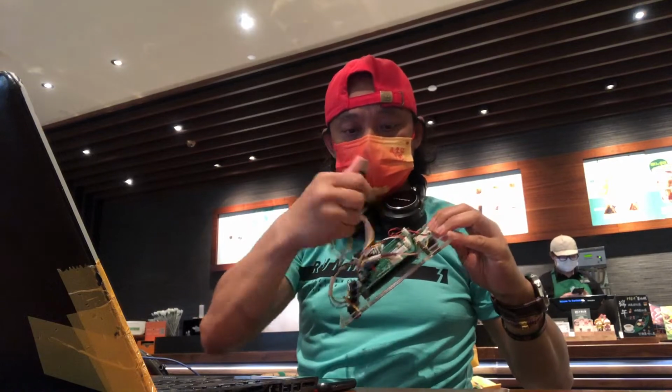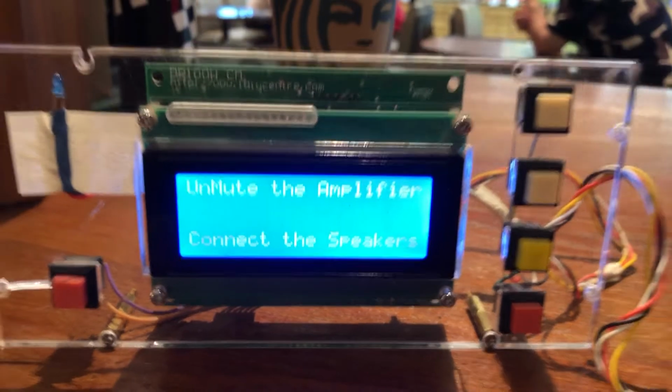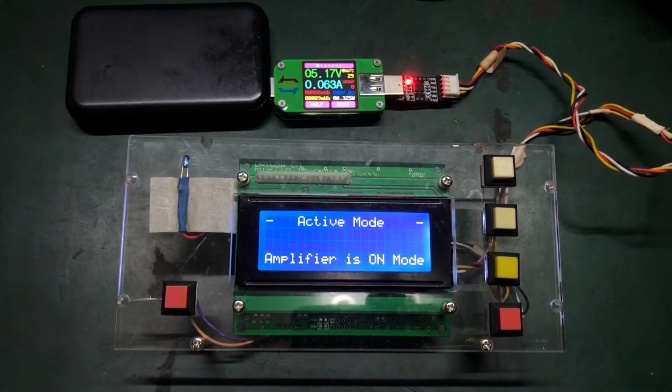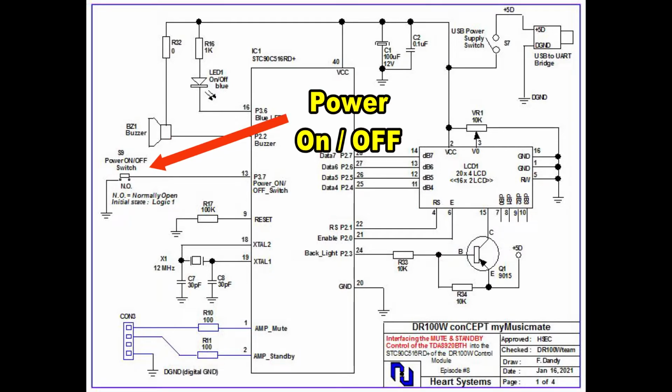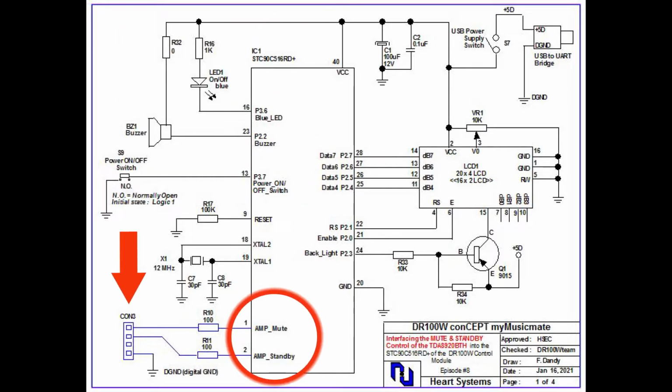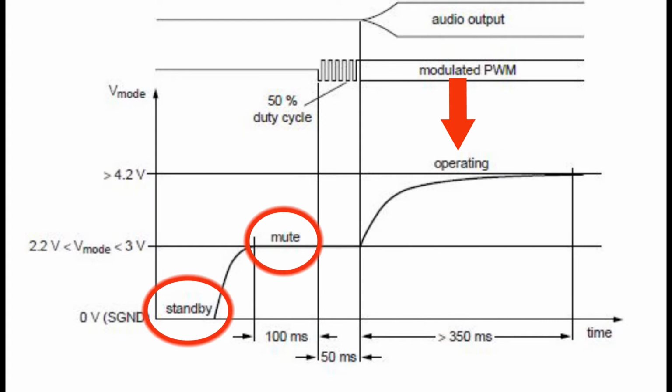In episode 8, we are going to see the sequence of activities of our MMI hardware: the LCD, the LED, the buzzer, the backlight, and the switch S9, which serves as our power on/off switch. We will also take a look at the mute control and the standby control of our digital Class D amplifier, and we can see that in the timing diagram.